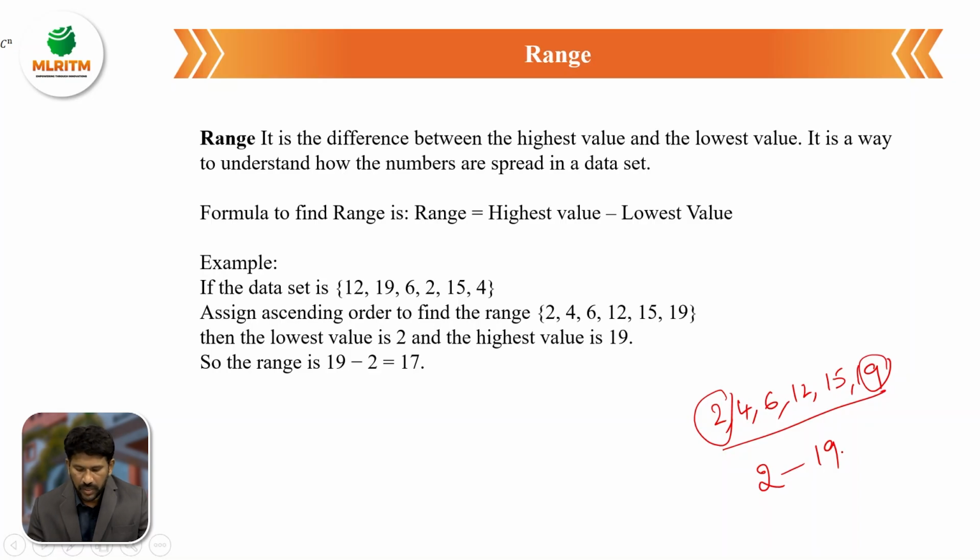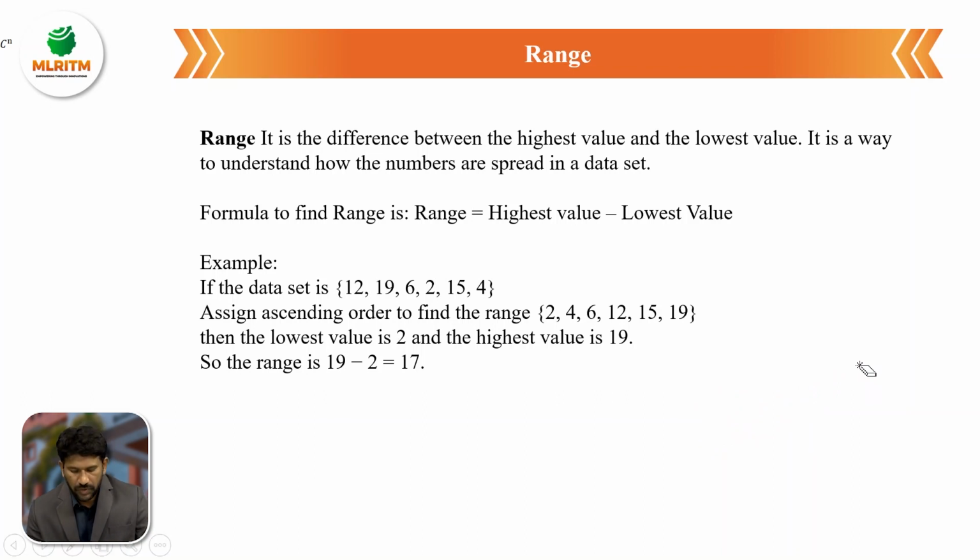Using the formula, highest value minus lowest value: the highest value is 19 and the lowest value is 2, so 19 minus 2 gives 17. So you can easily identify the range.